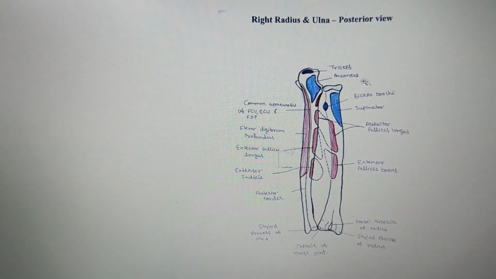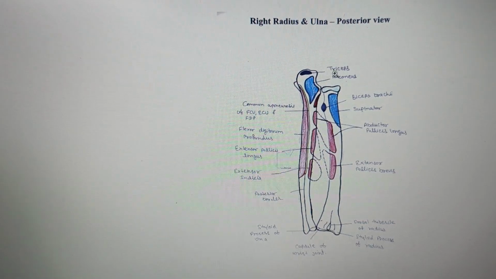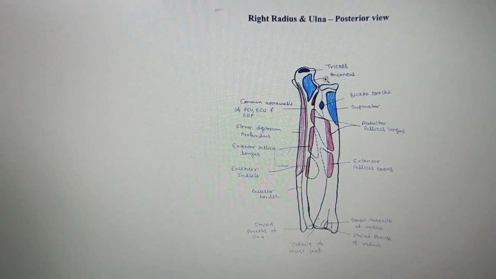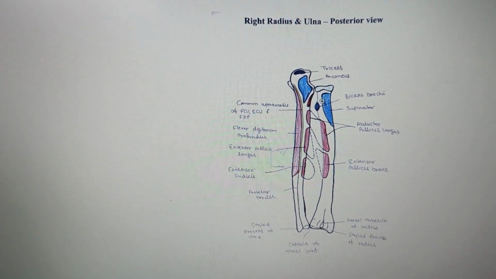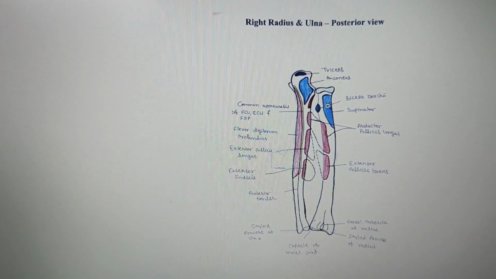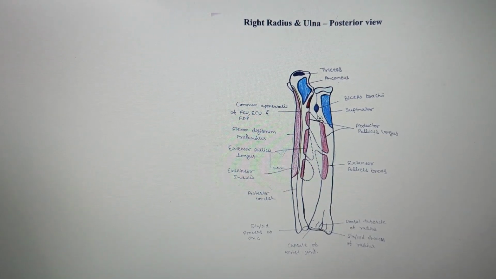So this is the posterior aspect where you can see, like I said, triceps, anconeus, and supinator. All these are the insertions and this is the biceps. Remember, there are insertions of these four muscles on the posterior aspect. Rest all of them are origin.